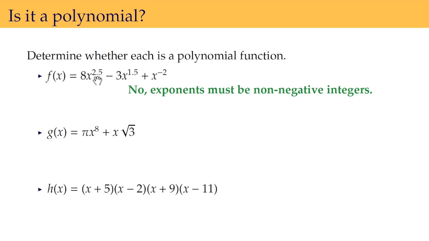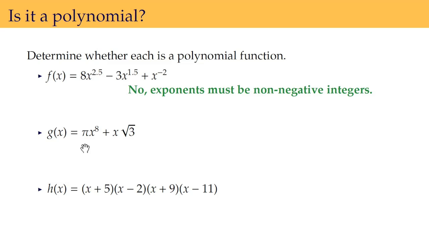Now, here I will point out that each exponent failed this particular test, but having one single exponent that fails to be a non-negative integer is enough to make the function not a polynomial function. It could still be a function, and a very interesting function, but it would not be a polynomial function.